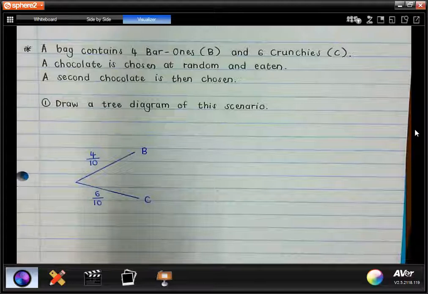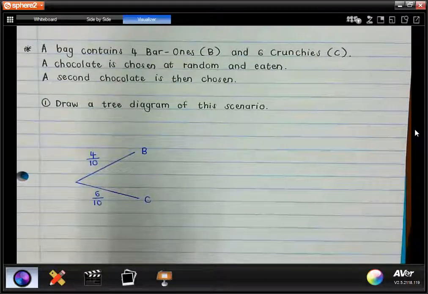Now, guys, if you chose a bar 1 the first time, there were 4. How many bar 1s are left then? Because remember, you're eating a bar 1 now. All right, so are there still going to be 4 bar 1s in the bag? Okay, if you took one out, how many are left? 3. And are there still 10 chocolates if you took one out and you ate one? No, there are actually only 9 of them left, hey?